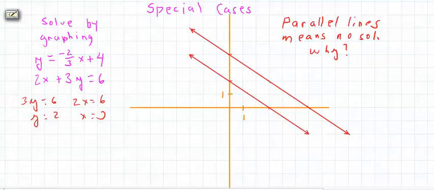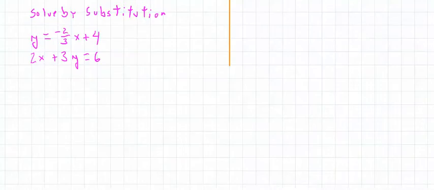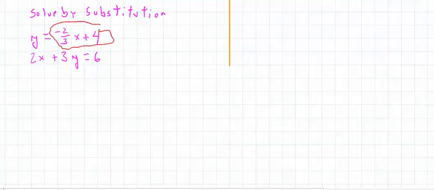All right. Now let's look at substitution. Since I'm already solved for y, I'm going to just substitute for y in here. However, it's going to be a little bit less than desirable because I'm dealing with fractions, but so be it. So I put y in there, and I get 2x plus 3 times (negative 2/3 x plus 4) equals 6.